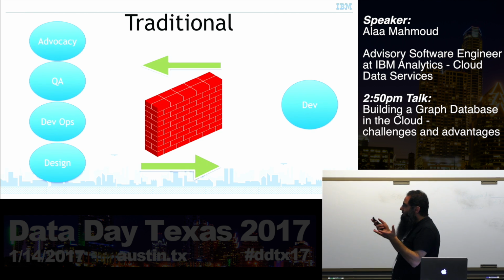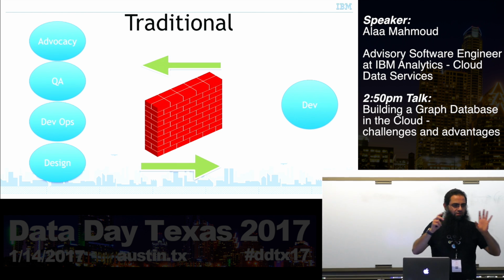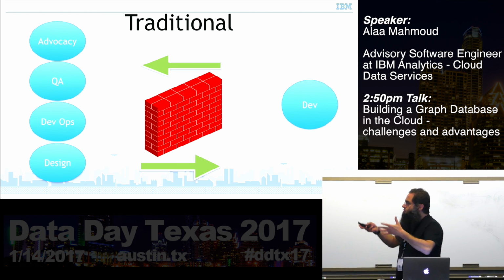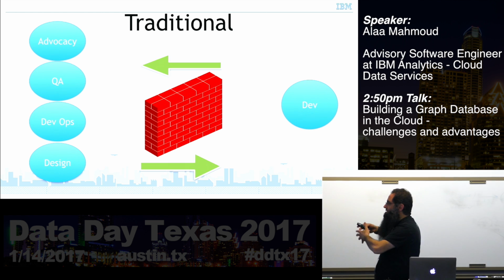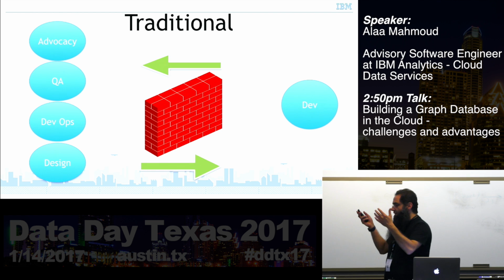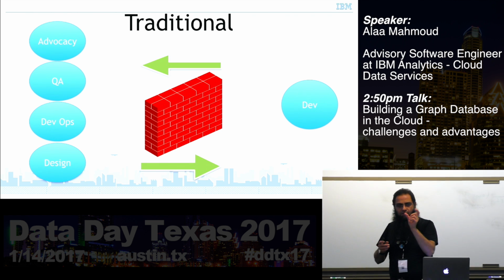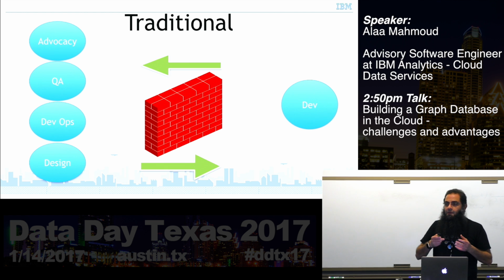Traditionally, development teams in general, not just cloud teams, usually have this wall between developers and everybody else. You have an advocacy team, a development team, and a DevOps team. And this is probably the biggest thing that is specific to cloud, DevOps, right? You have a DevOps team that is operating the service, and you have a dev team.